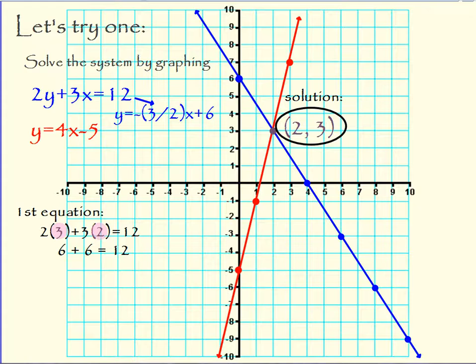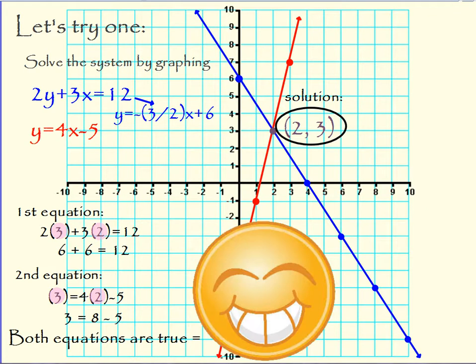It's not enough to only check one equation in a system though, we need to check them both. So again, putting the 3 where I used to have a y and substituting the 2 in for x, I have 3 equals 4 times 2 minus 5, which when I multiply it out gives me 3 equals 8 minus 5. And since 8 minus 5 does equal 3, I can tell that this point satisfies both equations, and we're done with this system. Again, our actual answer is the point (2, 3).